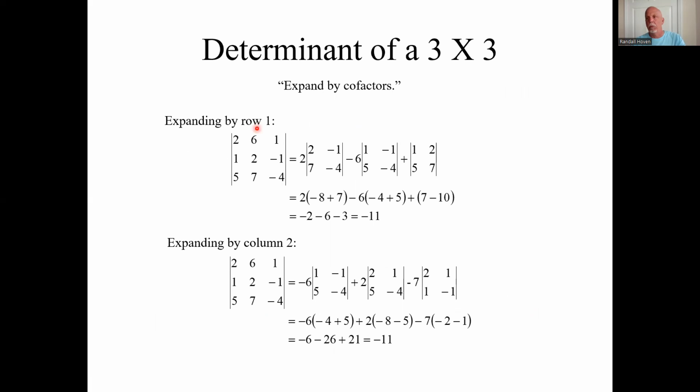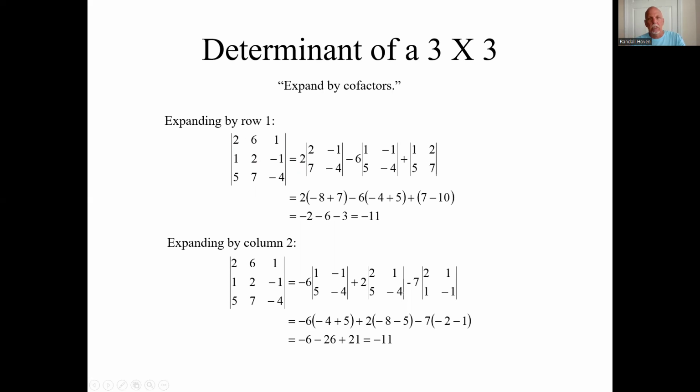You expand it by a row or column of your choosing, and then use cofactors. So let's say we expand this by row 1. First element is 2. We'll have a 2 times the cofactor of the 1,1 term, which will be 2 minus 1, 7 minus 4. And that's the plus place, or it's the 1,1 place, which 1 plus 1 is 2, and that's even.